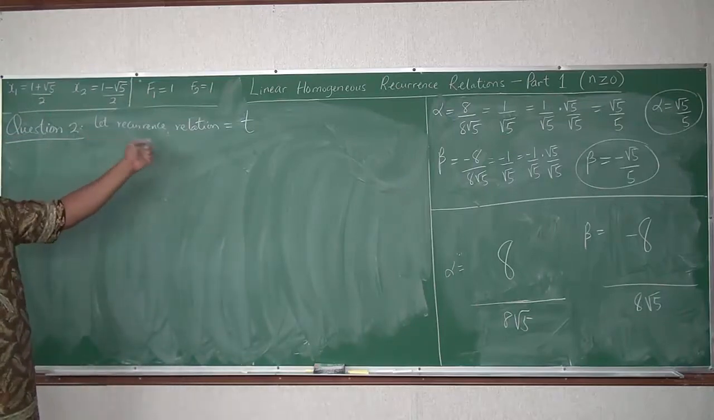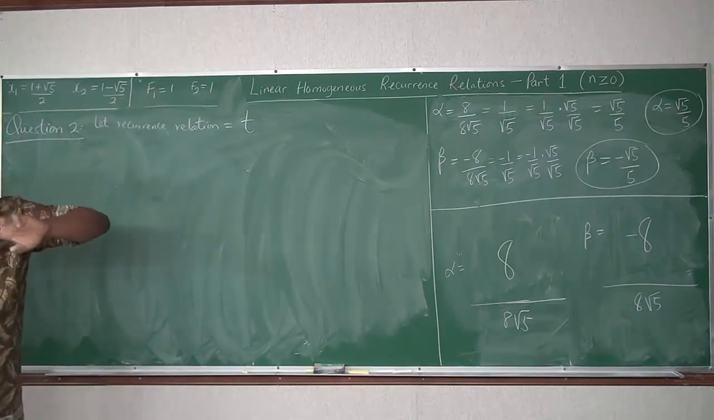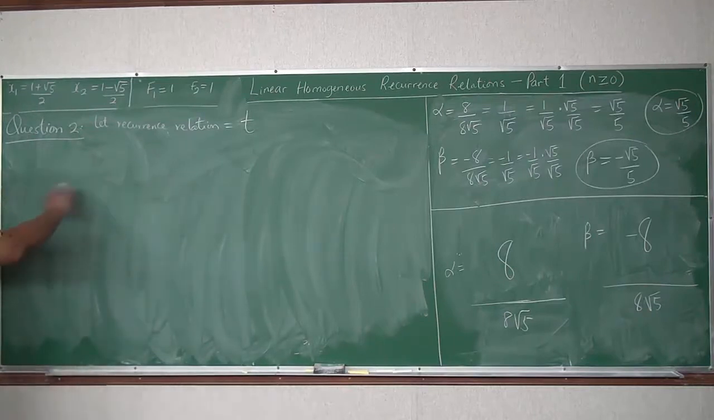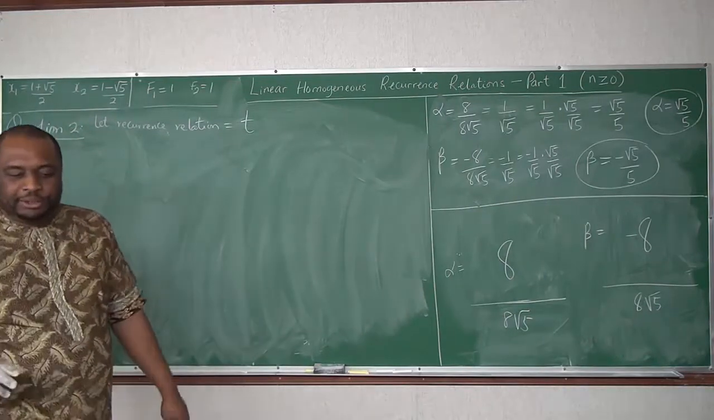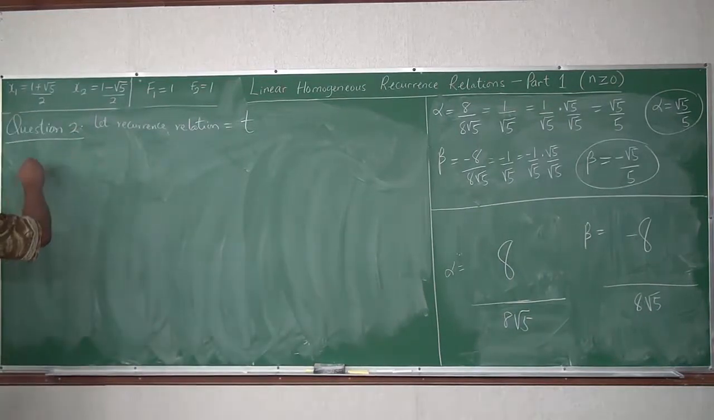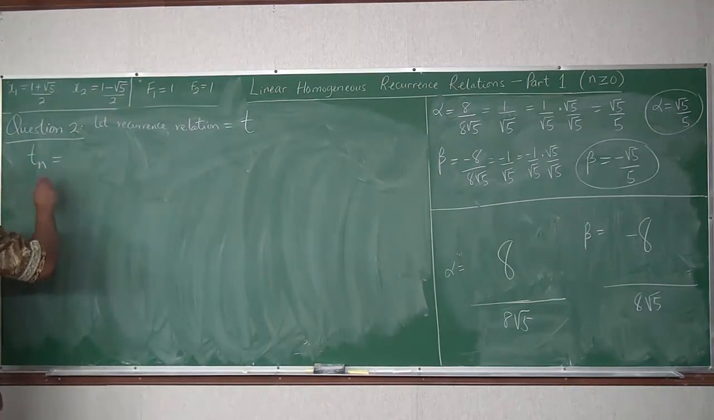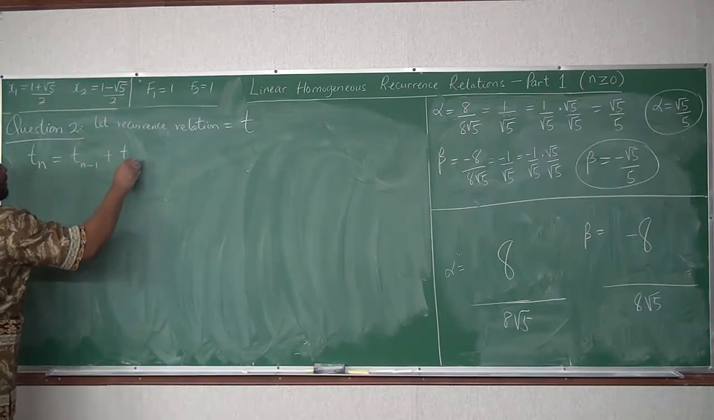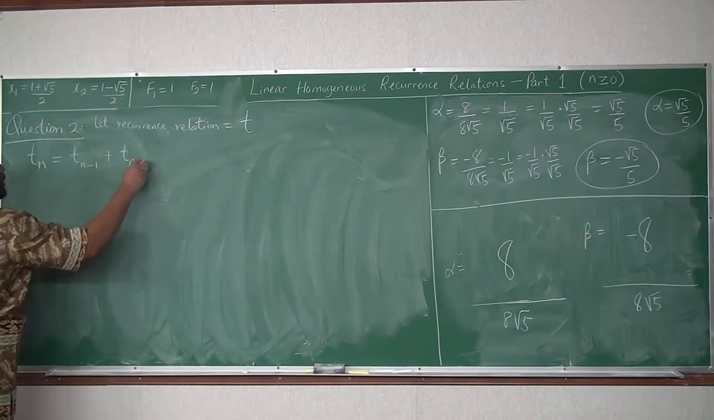So here, let the recurrence relation for our question 2 be T. Please don't be confused: if I wrote A to the N, it should be uppercase F to the N, because that was the Fibonacci sequence. So T to the N, as we can see, Peter can climb 1 or 2 stairs at a time. This is our recurrence relation here.